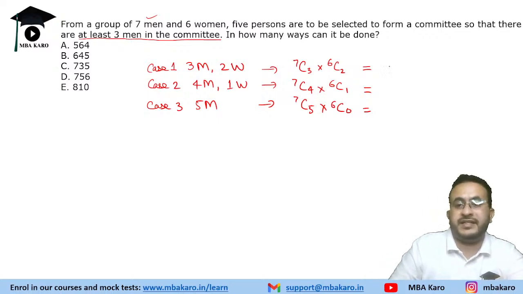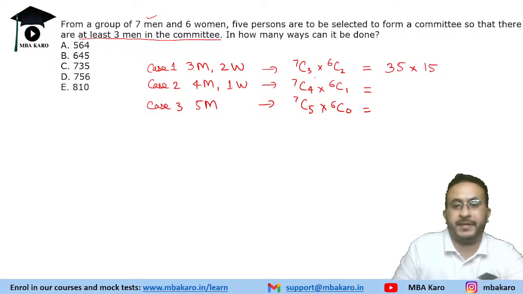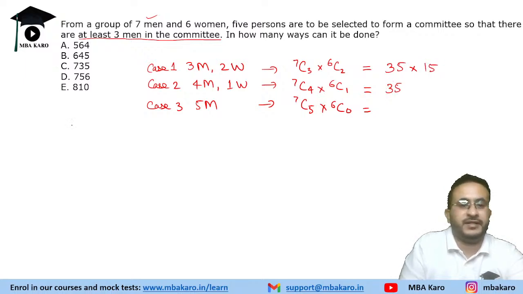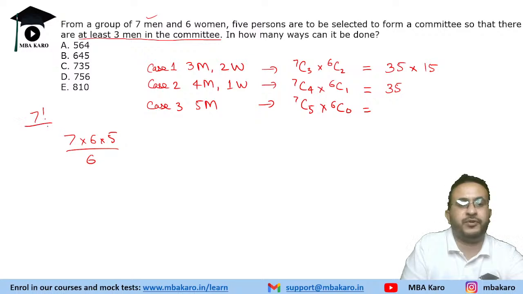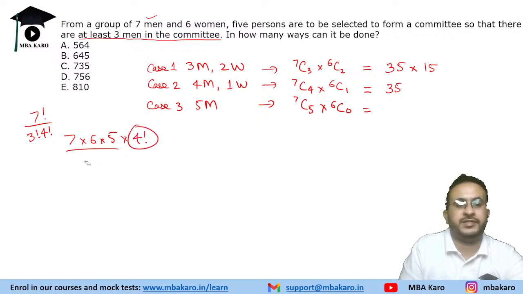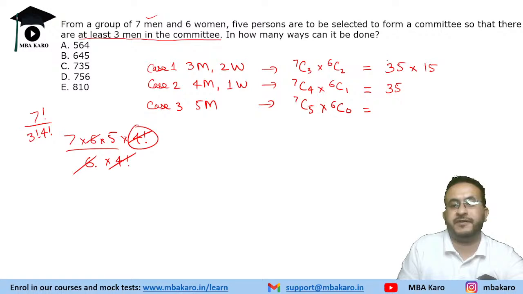So 7C3 is 35 you will get. 6C2 is 15. 7C4 again 35. Like 7C3 is 7 into 6 into 5 by 6. And remember, 7C3 is basically what? 7 factorial upon 3 factorial and 4 factorial. So 4 factorial will cancel from here, into 4 factorial remains, and below remains 3 factorial into 4 factorial. So 4 factorial gets cancelled. 3 factorial is 6. So that will be 35.